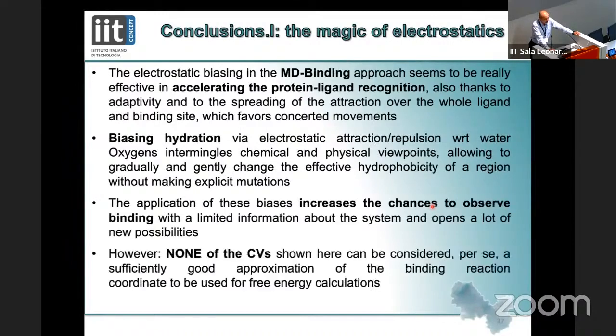I would like also to stress the fact that none of those biases can be considered per se alone a good collective variable in the sense I was saying before. So if you plan to do some enhanced sampling in order to get some free energy, then you have to have a very good approximation of the reaction coordinate for your system. And there is no general definition of it. It very much depends on your specific system.